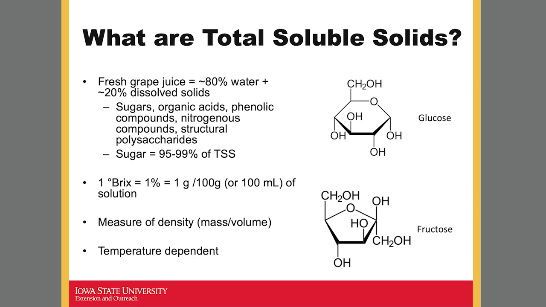And 1 degree Brix is 1% solids in the solution, which is 1 gram per 100 grams or 100 milliliters of the solution. Another way to think about that is that it's a measure of density, or stuff per unit volume. And when you're thinking about it in terms of density, you might recognize that it's temperature dependent. So when we're measuring Brix, it's really important to know the temperature of your sample, because colder things are denser. You might get a higher degree Brix reading if you measure a sample that just came out of the refrigerator versus one that's been sitting out on the counter and you're measuring it at room temperature, which is 68 Fahrenheit or about 20 degrees Celsius.